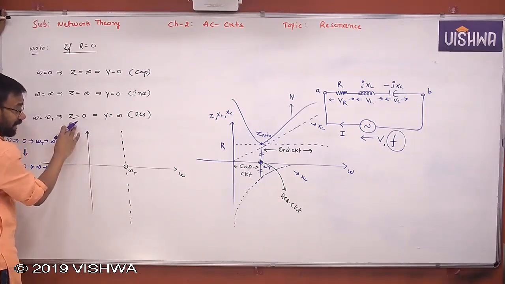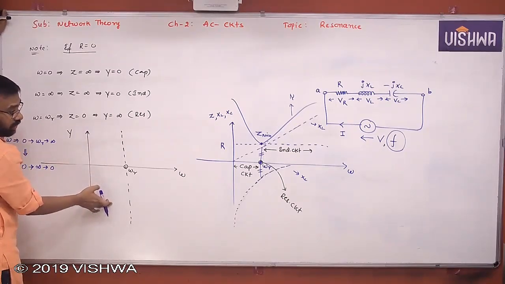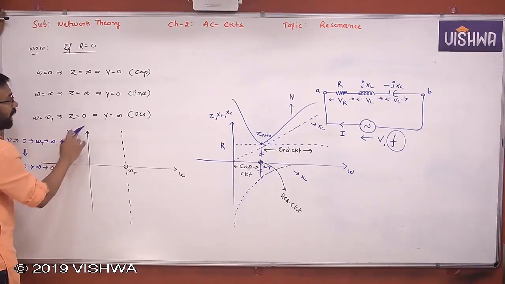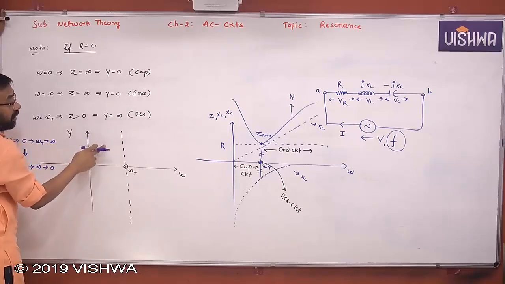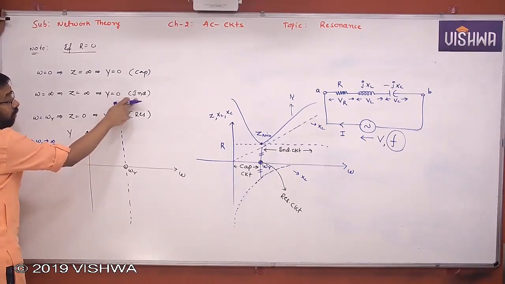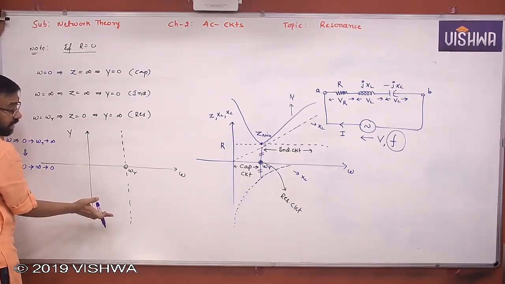But admittance inductive will be in the fourth quadrant. Yes or no, all of you? Because admittance for capacitive is in the G plus jB form, but impedance is in the R minus jXC form. Therefore, admittance for capacitive is in the first quadrant. Admittance for inductive is in the fourth quadrant. Understand all of you? Okay.